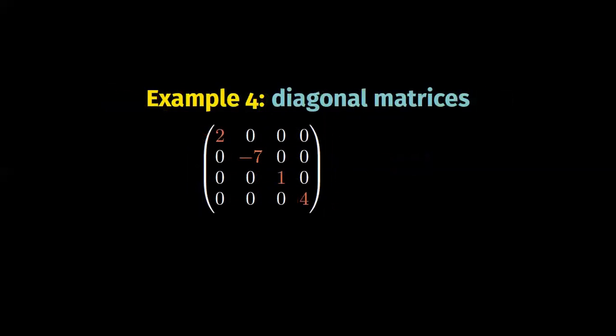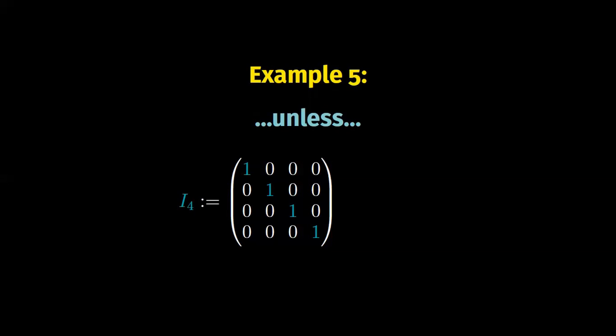For the same reason, it is clear that even diagonal matrices in general may not be reduced row echelon. Because here again, we have some corners which are different from 1. However, there are some diagonal matrices which are reduced row echelon. The only ones are the identity matrices. You probably remember the definition of identity matrix. If not, don't worry, because you will find in the description below a link to our video where we define shortly identity matrices in detail. So yes, identity matrices are reduced row echelon.